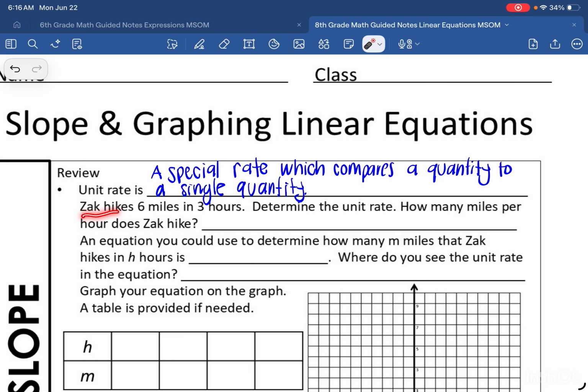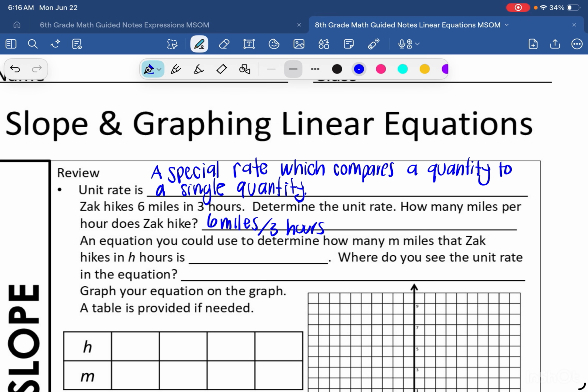Zach hiked 6 miles in 3 hours. Determine the unit rate. How many miles per hour does Zach hike? If we want to determine how many miles per 1 hour, we can divide 6 miles divided by 3 hours. 6 divided by 3 is 2, so he hikes 2 miles per 1 hour.